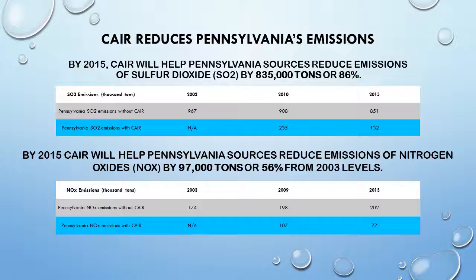With the implementation of CARE, those SO2 emissions were decreased to 235,000 tons in 2010 and subsequently 132,000 tons in the year 2015. So we've definitely seen a decrease in sulfur dioxide emissions as a result of this law that was passed. Similarly, you'll see the same results for nitrogen oxides. Pennsylvania has reduced their emissions of nitrogen oxides by over 97,000 tons, or 56% from the 2003 levels.